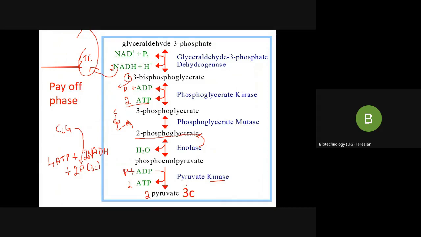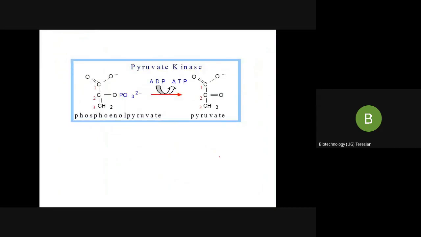Now, here you can see this last step I have given the full explanation. This is your phosphoenol pyruvate, 3 carbons are there. So here in the second carbon, you can see the phosphate. This phosphate is removed. And when it is removed, what we get is the pyruvate.